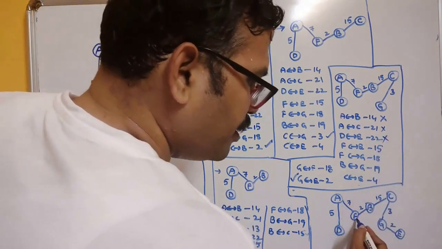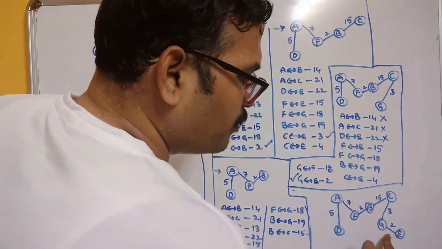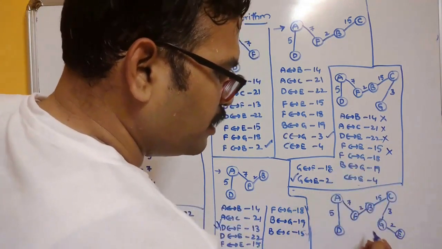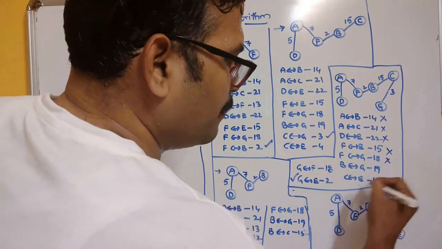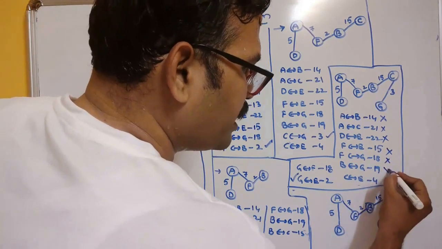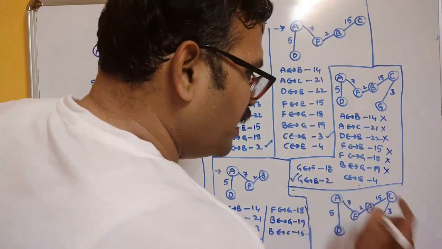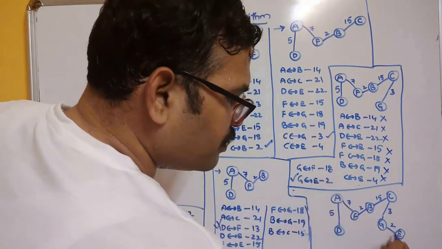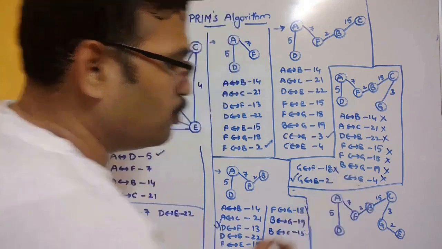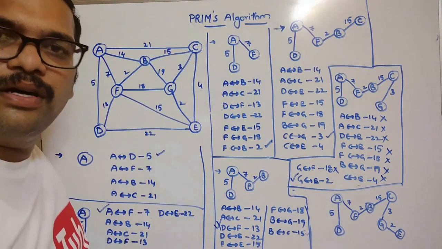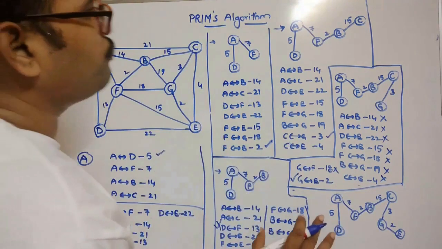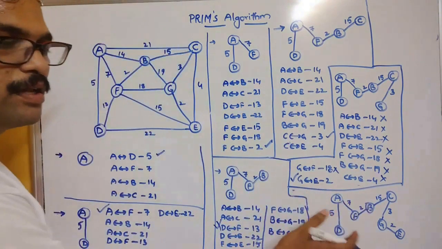F to E. Again, it forms a cycle. C to G. Sorry, F to G. Again, it forms a cycle. B to G. Again, it forms a cycle. So C to E. It forms a cycle. G to F, again it forms a cycle. So all the edges have been covered and all the vertices have been covered here, and now you need to find the minimum cost of this particular tree.